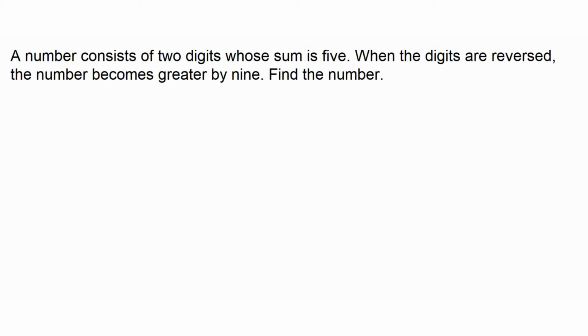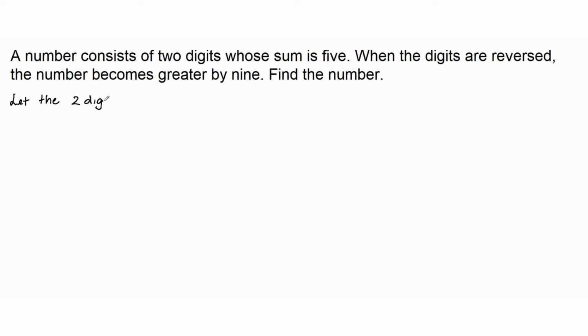Okay, let us take some more questions based on simultaneous linear equations. So let's read the question here. A number consists of two digits whose sum is 5. When the digits are reversed, the number becomes greater by 9. So again, let us assume the two-digit number.